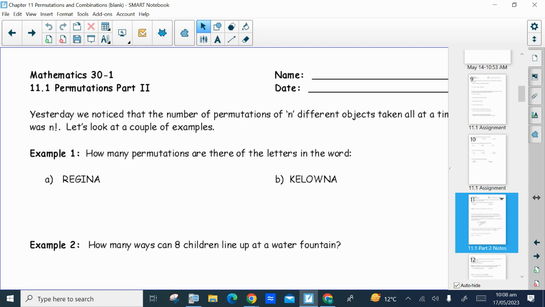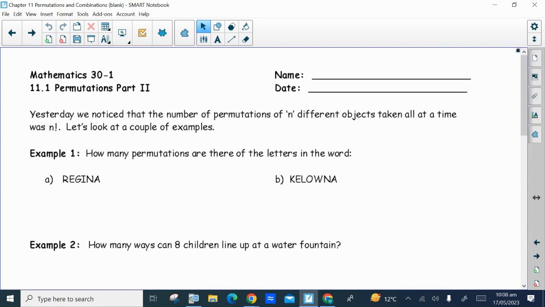So we looked at the number of permutations of n objects taken all at a time was n factorial. So let's look at a few more examples doing this. Example 1 says, how many permutations are there of the letters of the word Regina? There are 6 letters there. And if you're arranging all of them, they could be arranged in 6 factorial ways, right?